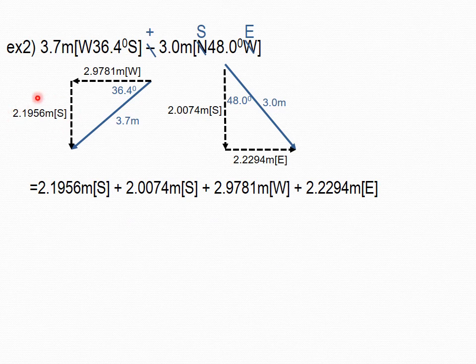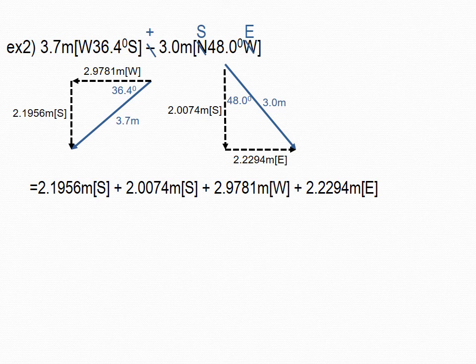I wrote 2.1956 meters south, and then over here I took the 2.0074 meters south and placed it right next to it because they're both south and I know they will merge together. I took the west and wrote it next. Then I wrote the east next to that, knowing that west and east run opposite of each other, and they will have to be merged.